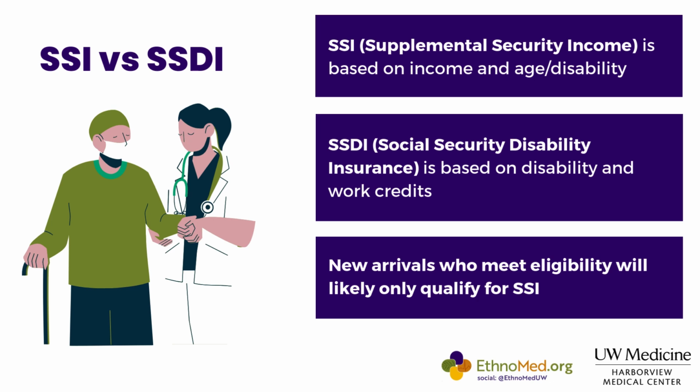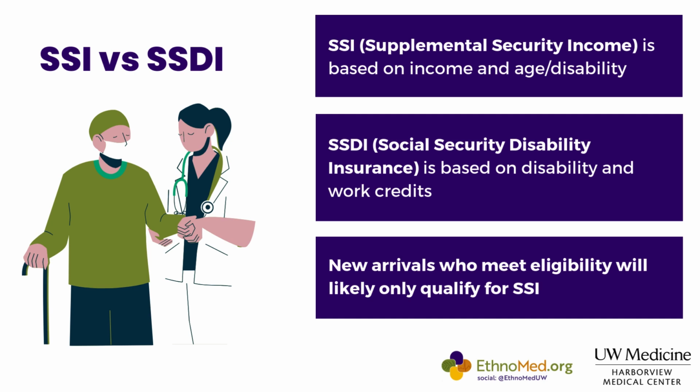So you may have heard the terms SSI and SSDI, and you might be confused about what the difference is between these two acronyms. So I want to go over this briefly. SSI stands for Supplemental Security Income, and like we mentioned in the previous slide, it's based on income and age or disability. SSDI is Social Security Disability Insurance, and this is based on disability and work credits.